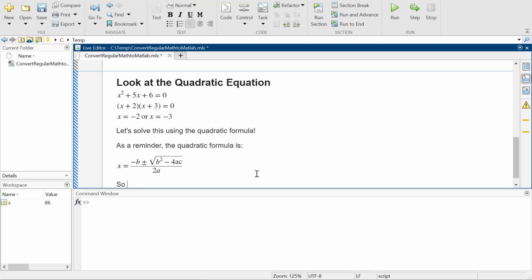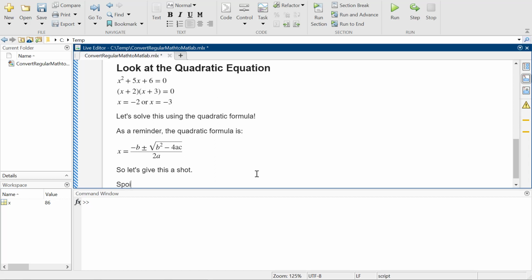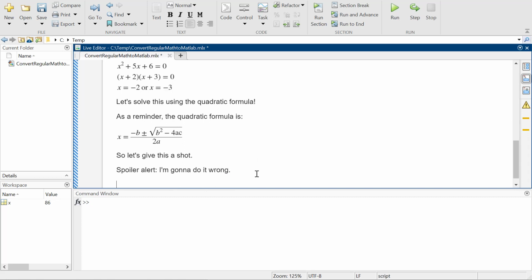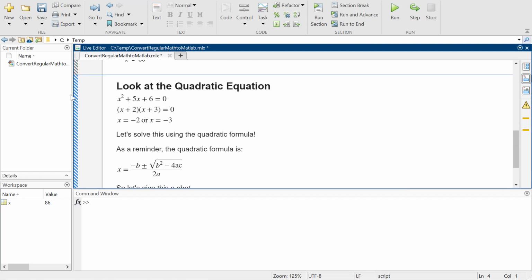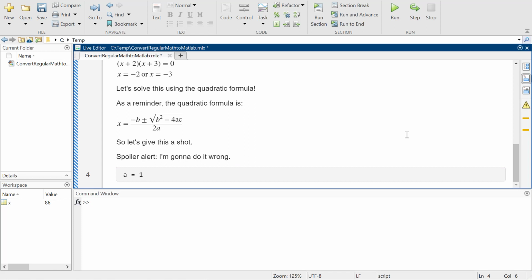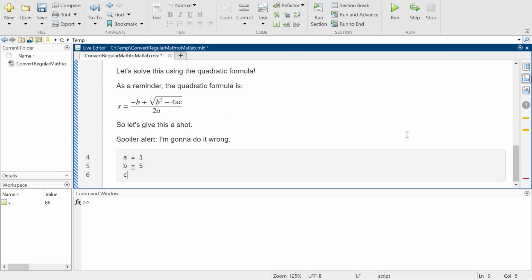So let's give this a shot. Spoiler alert, I'm gonna do it wrong. Okay, this is just in case you're shocked. All right, so let's go with, in our case, what do we have? A is 1, B is 5, and C is 6. Okay, so A is 1, B is 5, and C is 6.